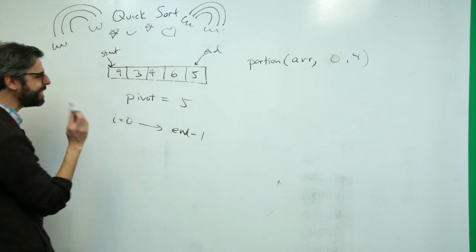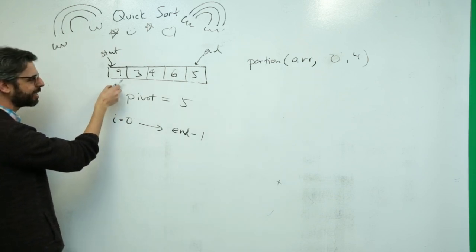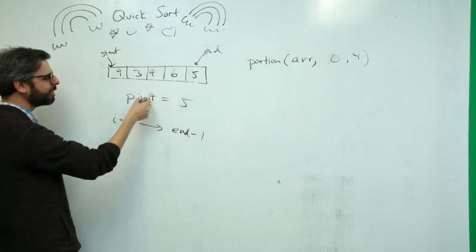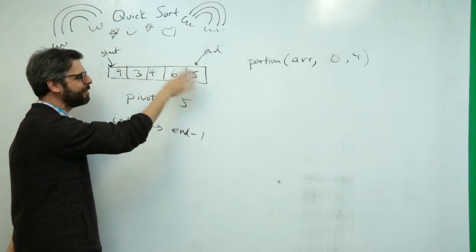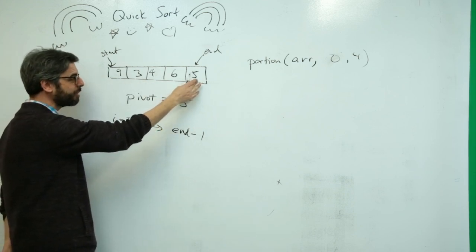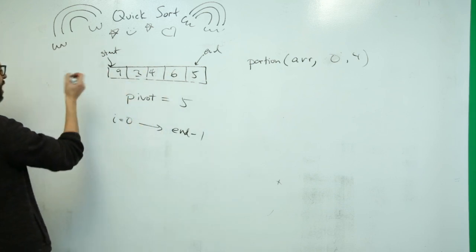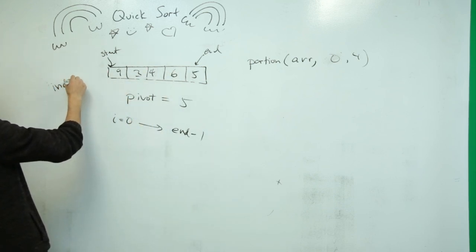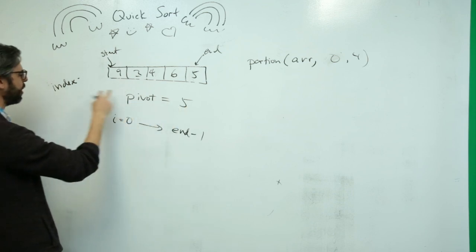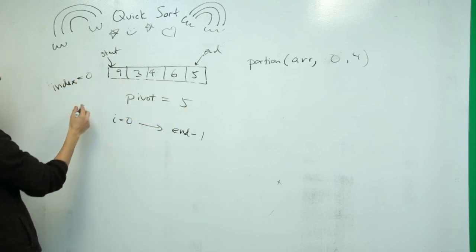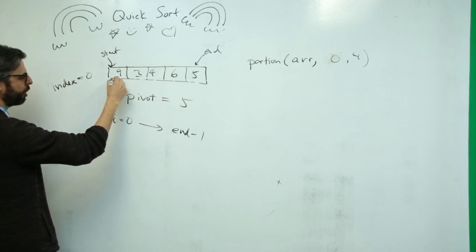I also need to keep track of the pivot index, because as I go through this process, the 5 is going to stay here the whole time, and once I'm done I need to quickly put 5 back into where it's supposed to go. So that I'm going to just call index. It's really the pivot index. So this is the pivot value. This is the pivot index. That's going to start at 0, and I'm going to put a star here for that.